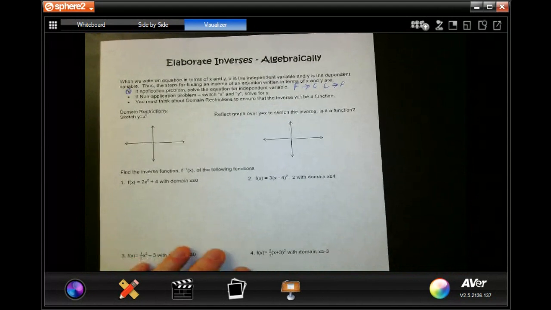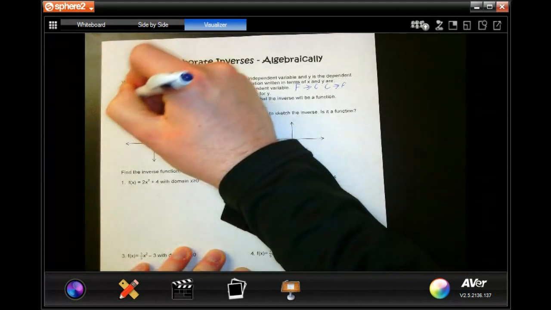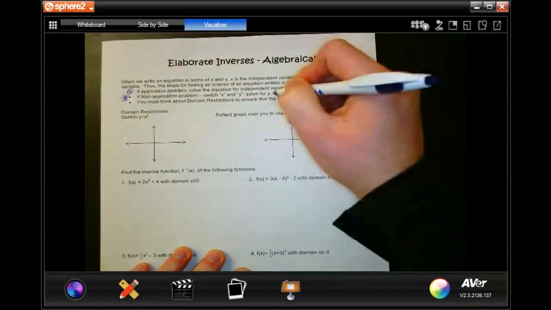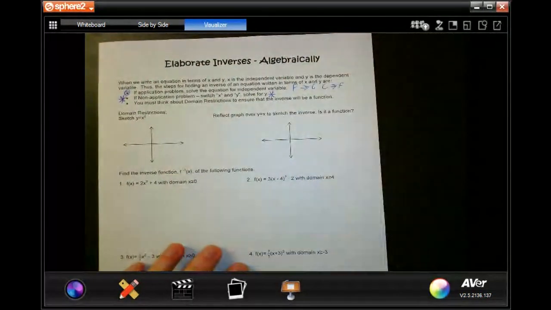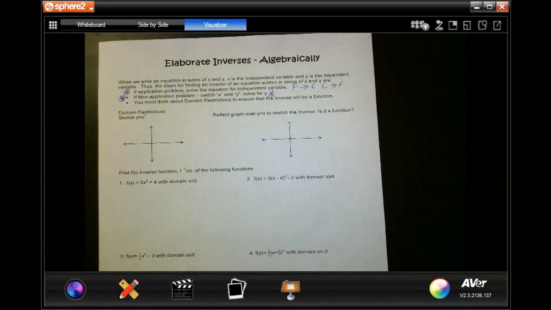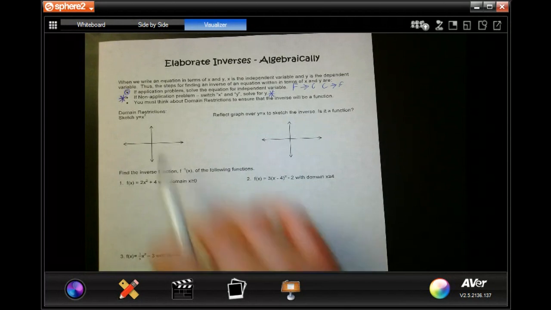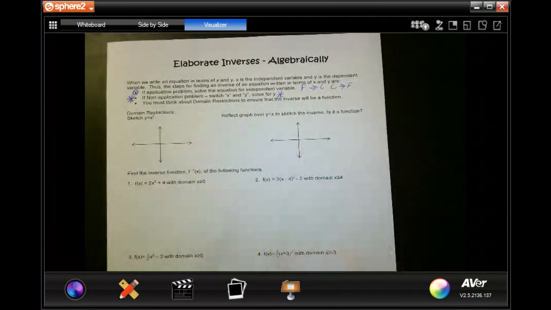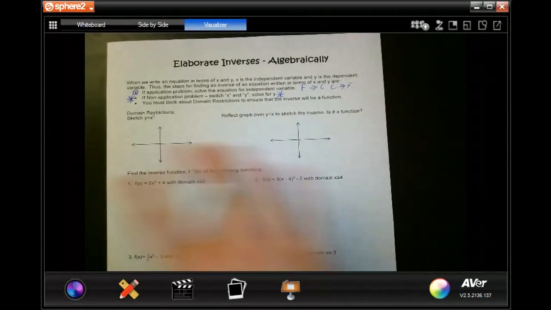Now, in a non-application problem, which is mostly what you're going to be doing, I want you to asterisk this. You need to switch the x and y and solve for y, and that was the direction that was on the do now. And then there's this last bullet here that I started with because McKinley asked a very good question about domain restrictions, because you need to ensure that the inverse will be a function. So there's a reason why I didn't want you guys to write anything here. I'll tell you when to copy down stuff.